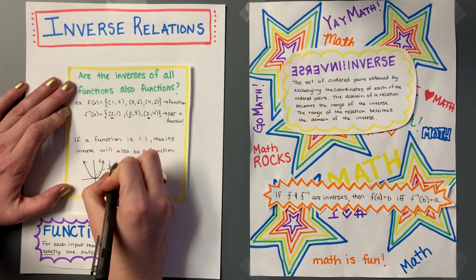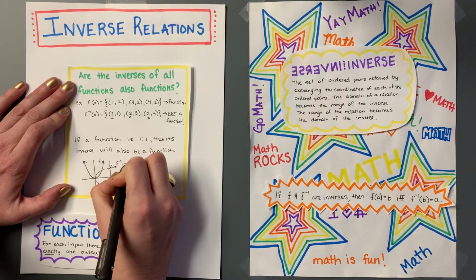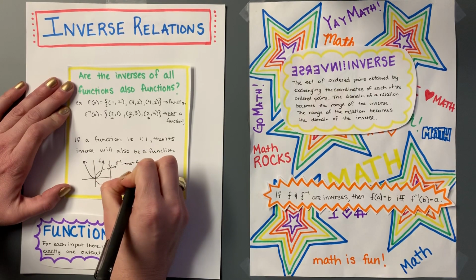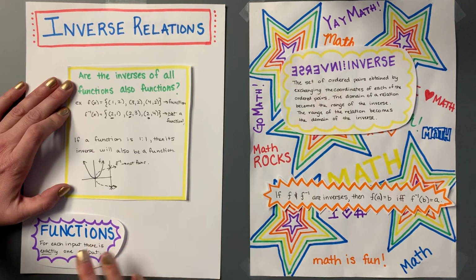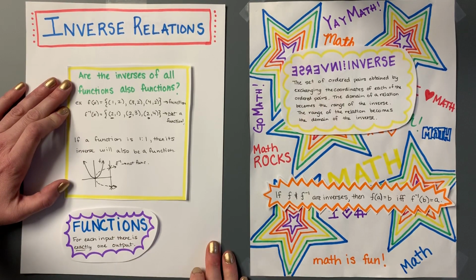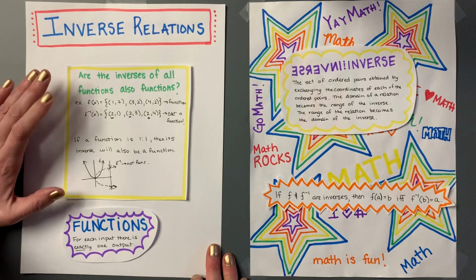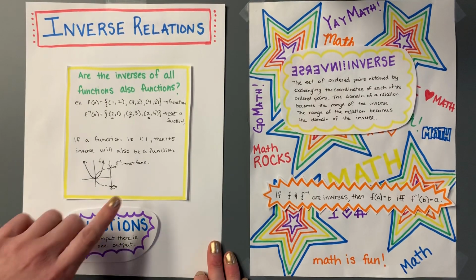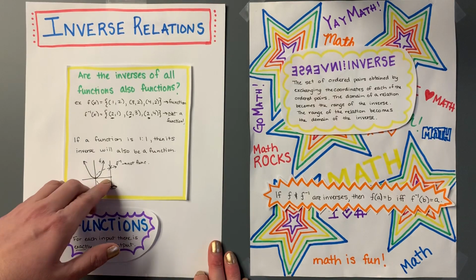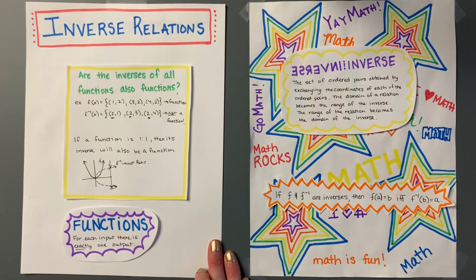So this would be f, and this would be f inverse. And this is not a function. However, my original relation was a function. So inverse relations will not always be functions. However, we will sometimes need to change our domain or range of our inverse to make it a function, depending on what we want to do.